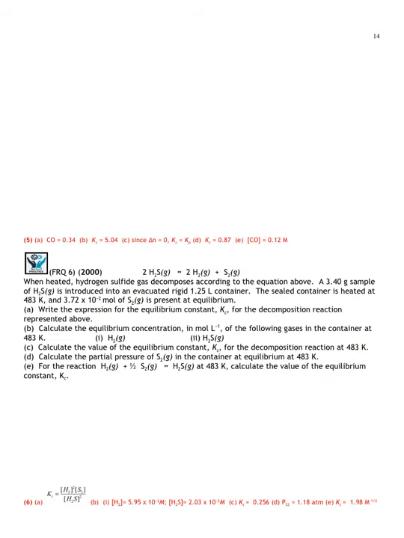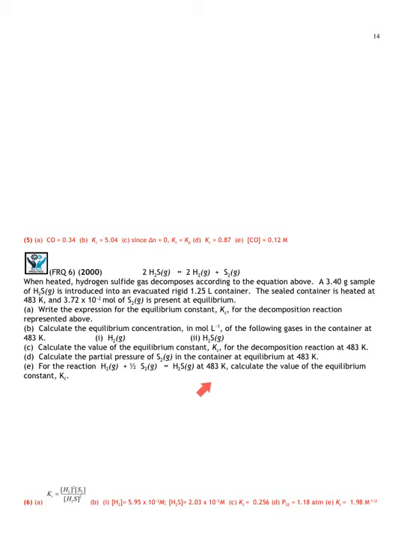In FRQ number 6, once again, ice it as needed. And then when you get to this last part, just understand and compare these two equations and go, oh, it looks like it's either double or halved or flipped. And then go ahead and manipulate the K constant of the original equation, so that you can find the K constant of this equation.